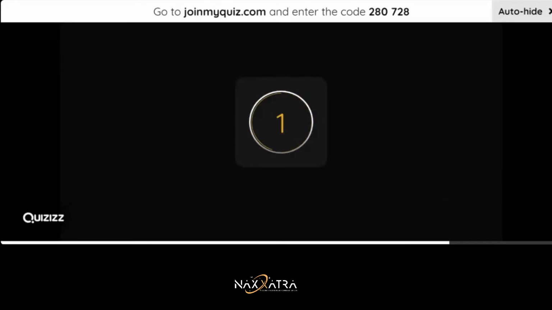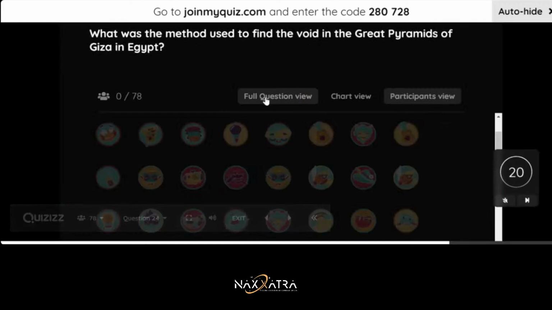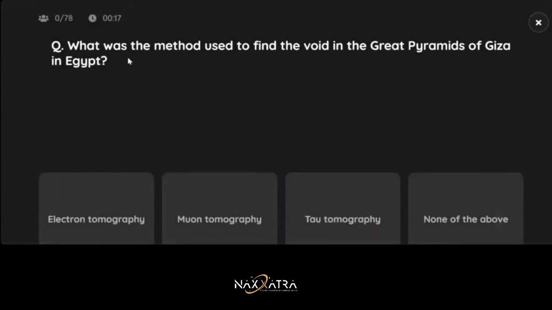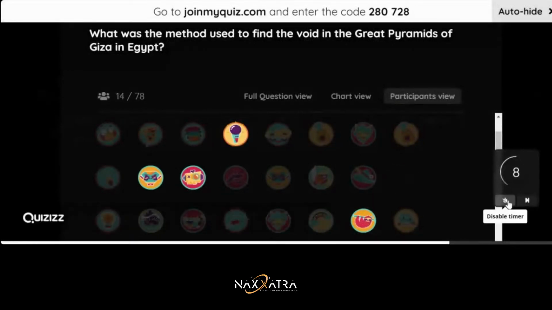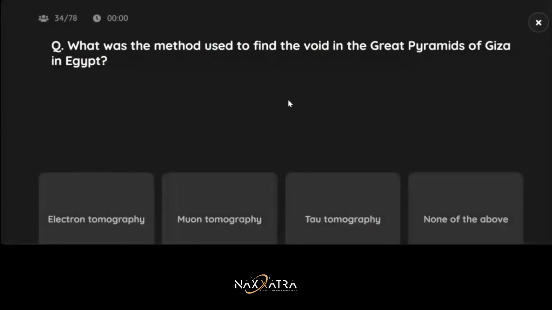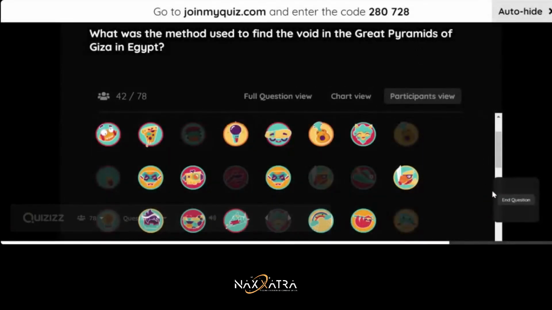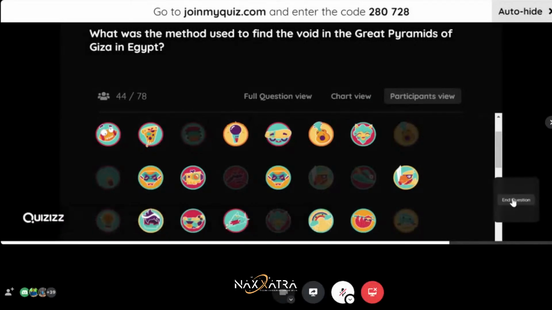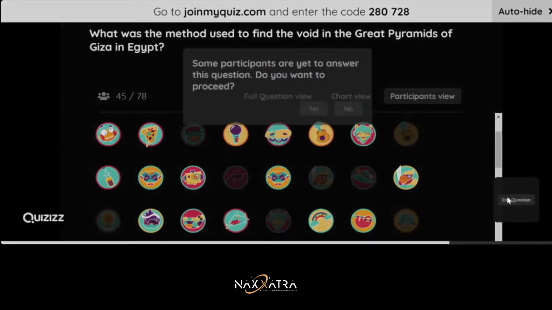So next question. What was the method used to find the void in the Great Pyramids of Giza, Egypt? Is it electron tomography, muon tomography, or tau tomography, or none of the above? I disabled the timer because we need to know the question. So I'm ending the responses in 5, 4, 3, 2, and 1.